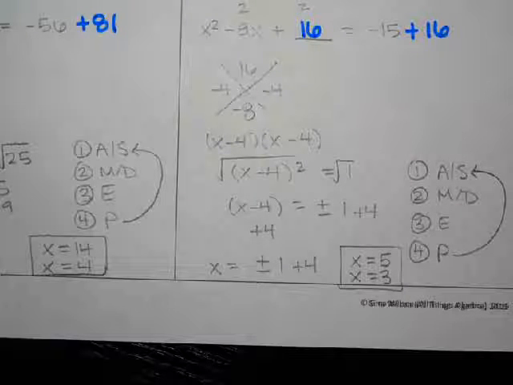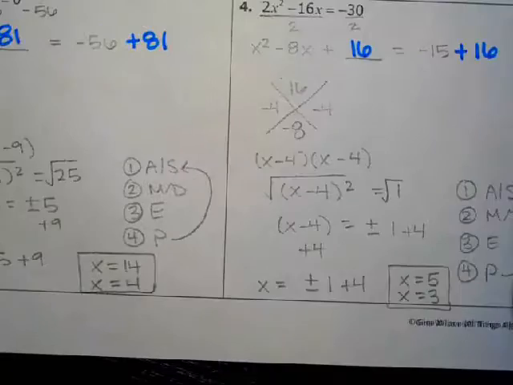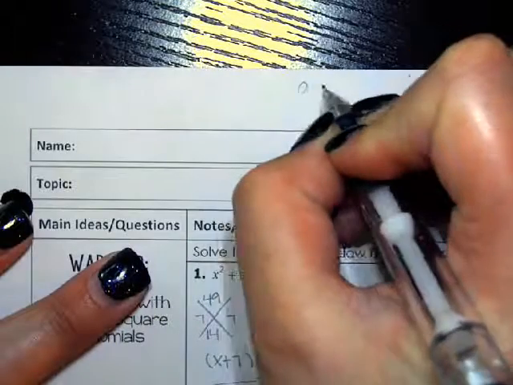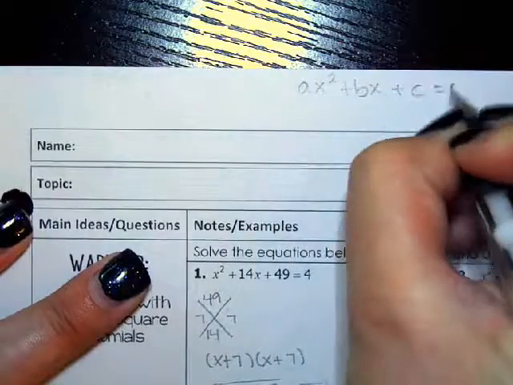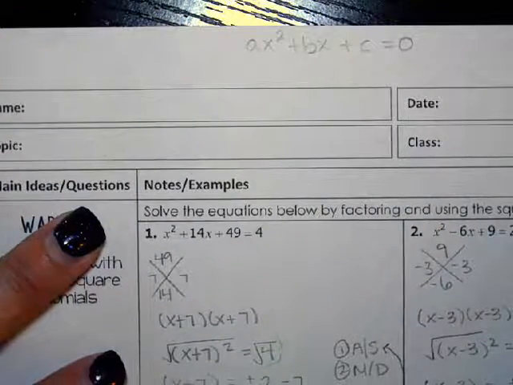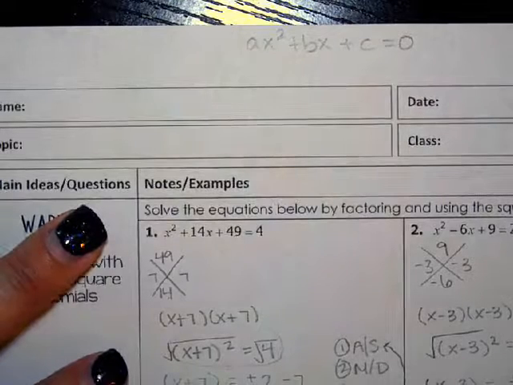If you started this problem and you said ax squared plus bx plus c equals 0, and you did the process of completing the square on it, you would come up with the quadratic formula. You would literally make the quadratic formula.